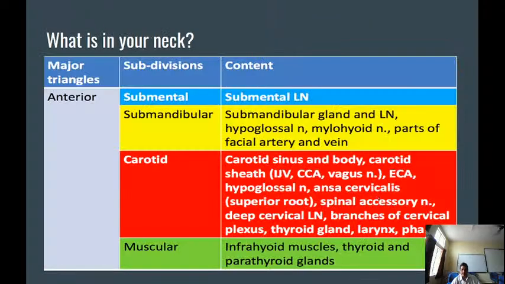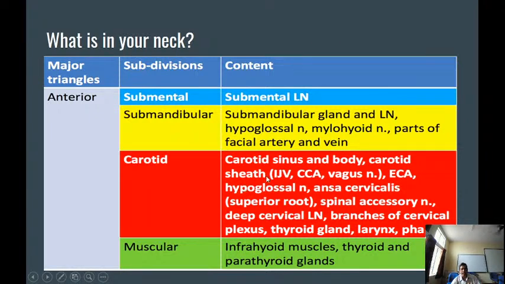So with this brief anatomy of the divisions of the neck, we go into the various contents that are present in these triangles. Now, the major triangles, as I said, the anterior triangle, the submental region, you have the submental lymph nodes. The submandibular region, you have the submandibular gland and the hypoglossal nerve, the mylohyoid muscle, the facial artery. These are the components which are present in the submandibular triangle.